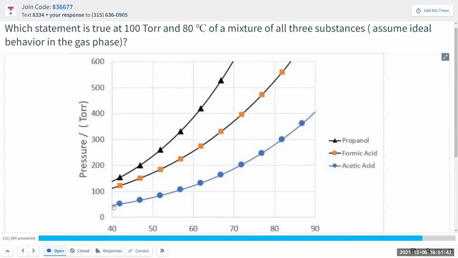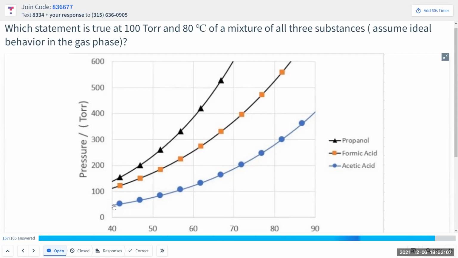All right, this is about the particulate model of matter. According to the particulate model of matter, the temperature is a measure of what? The average kinetic energy. All of these substances are at the same temperature of 80 degrees Celsius. Therefore, they all should have the same average kinetic energy. Now, the tricky part is about the potential energy.